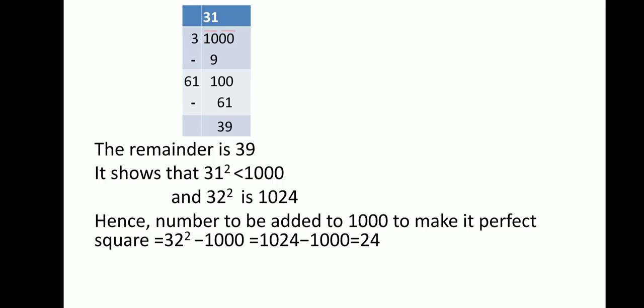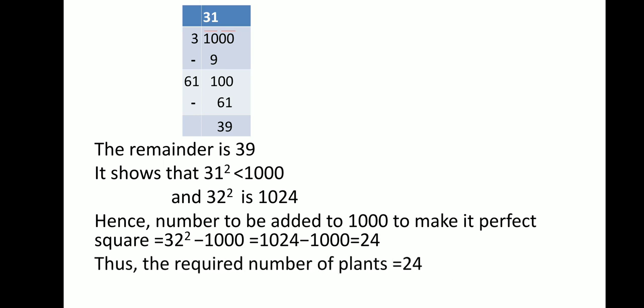Now the number to be added to 1,000 to make it a perfect square: from this 32 square I need to subtract the given number, that is 1,000. So 32 square minus 1,000, that is 1,024 minus 1,000, is equal to 24. So the required number of plants is 24. I am explaining this method as it is a case of addition. So I need to use the long division method to find the square root of 1,000.